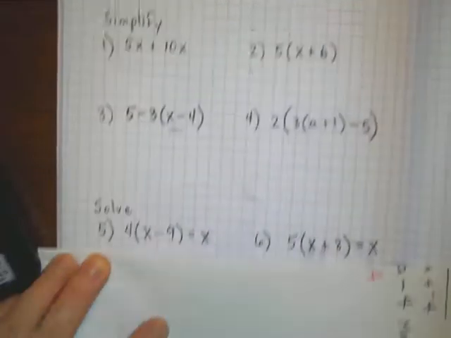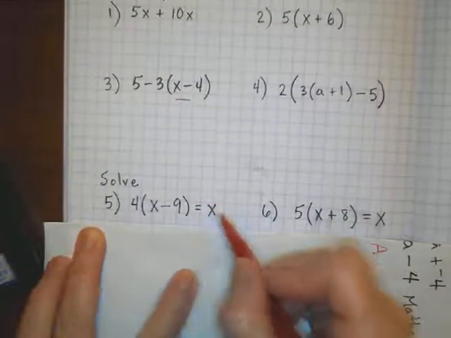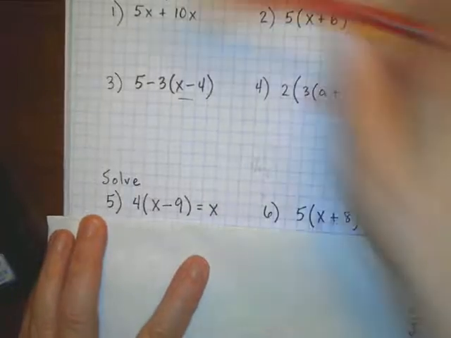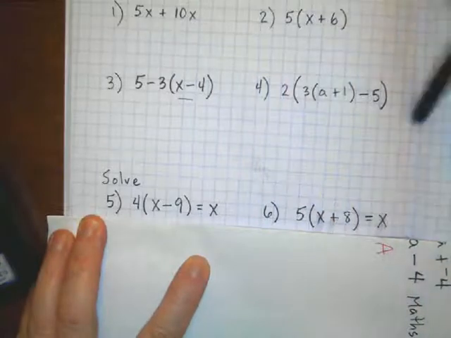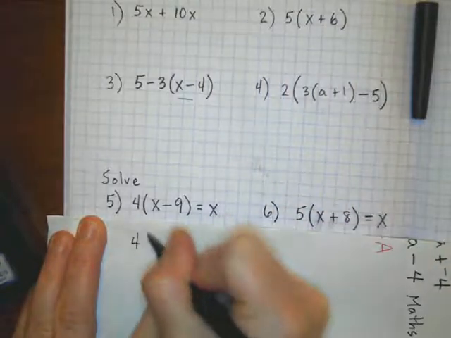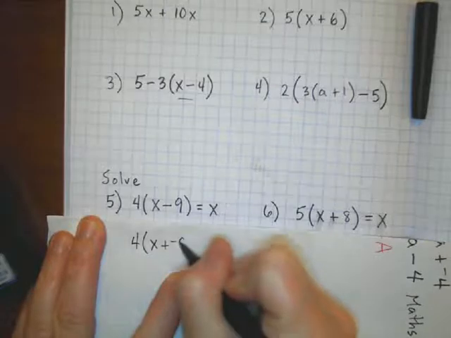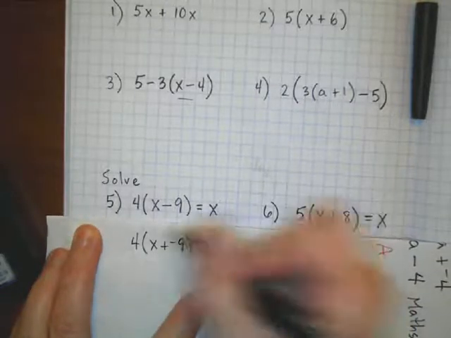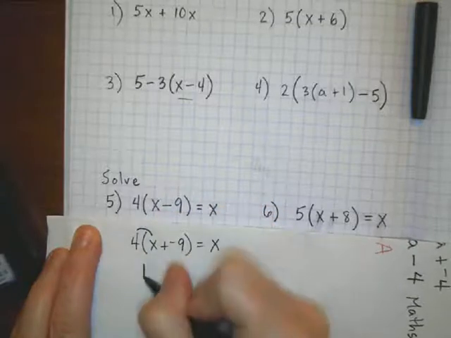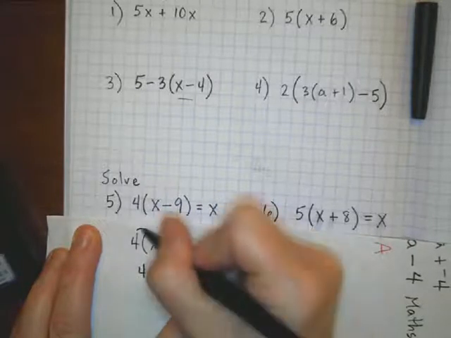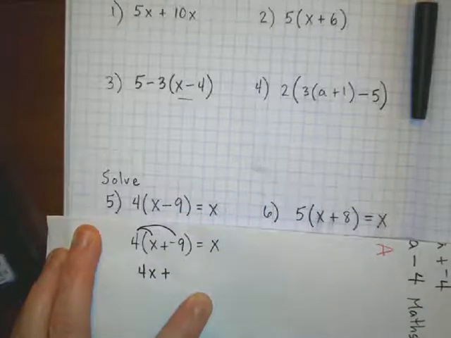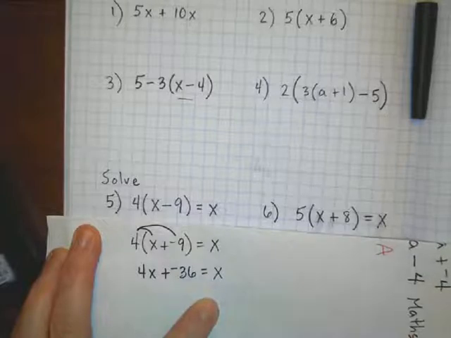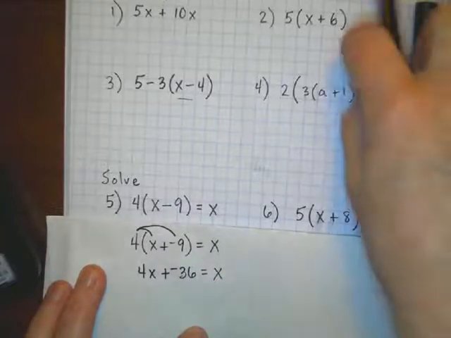And these get a little bit tricky because there's an x on the right side of the equation, and we don't like that. We want to move it. So I'm going to first rewrite, and then I'm going to go ahead and multiply this out. 4 times x, 4 groups of x, plus 4 groups of negative 9 is equal to x.